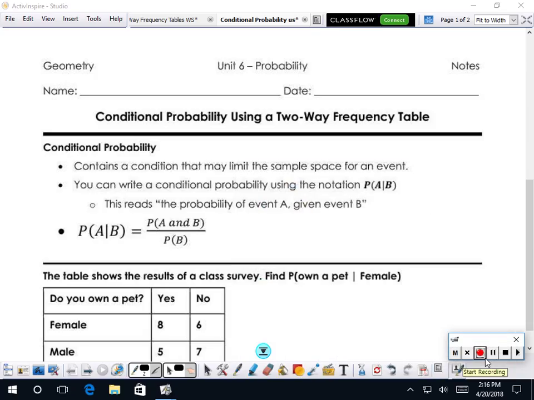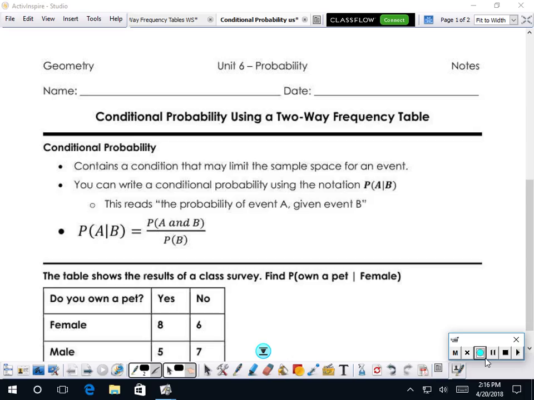All right, so today we're looking at conditional probability, and we're talking today with two-way frequency tables. So kind of taking what we did yesterday and adding a special stipulation on our events. Okay, conditional probability contains a condition that may limit the sample space for an event.